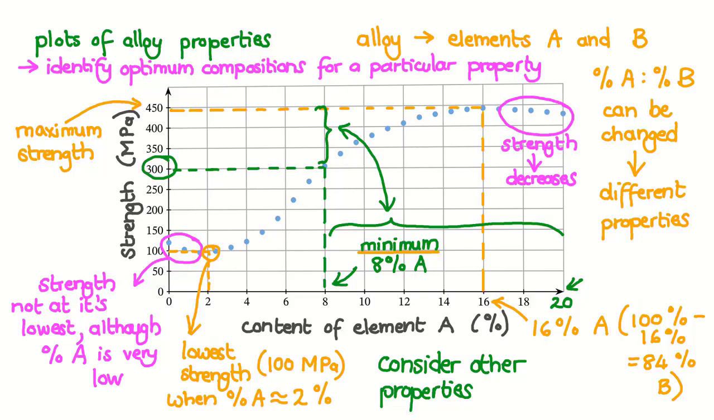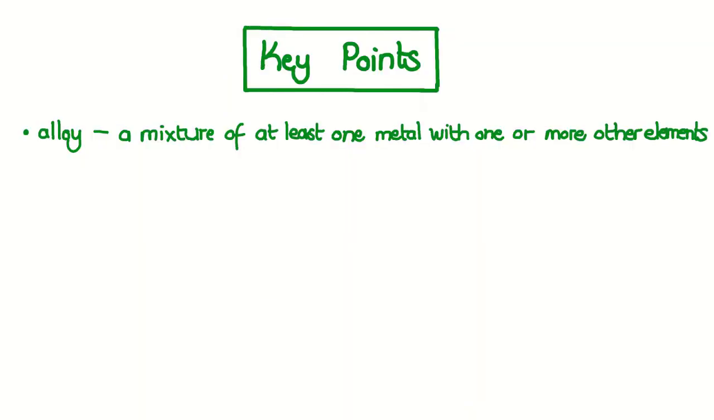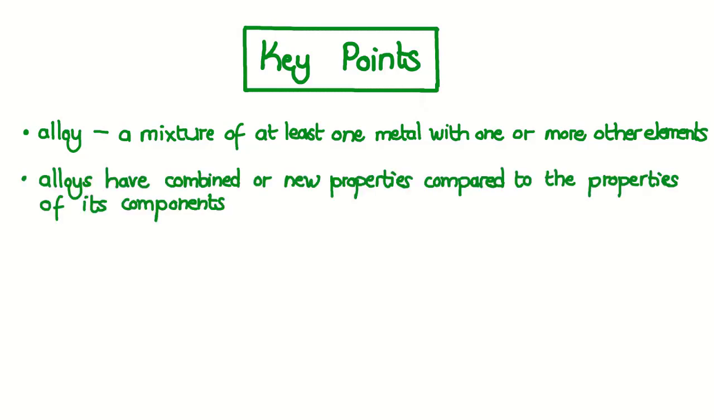Now it's time to summarize everything that we have learnt. We have learnt that an alloy is a mixture of at least one metal with one or more other elements, and that alloys are actually solid solutions of metals with other elements. We learned that alloys have combined or new properties compared to the properties of its components, and that alloys are often harder and stronger than their original elements.